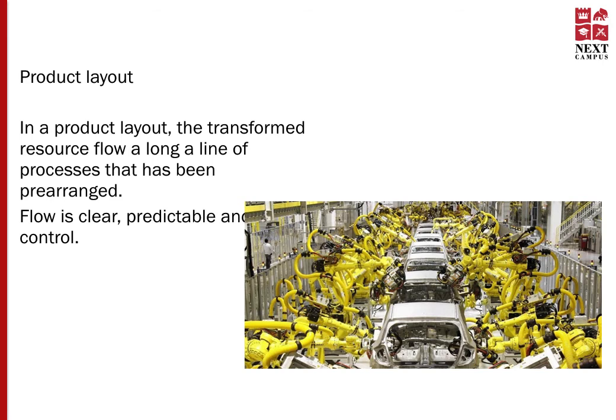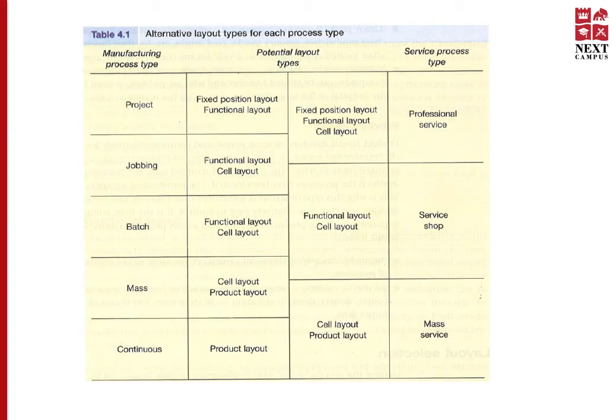In a product layout, the transformed resources flow along a line of processes that has been pre-arranged. Flow is clear, predictable, and can be controlled very easily. An example of a product layout is an assembly line in a vehicle manufacturing plant. This slide shows the similarities between the manufacturing process types, potential layout types, and service process types.